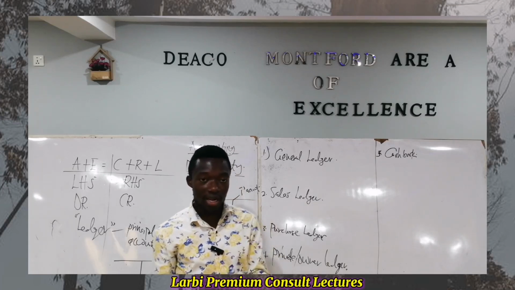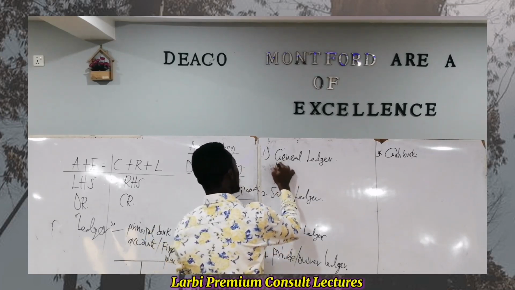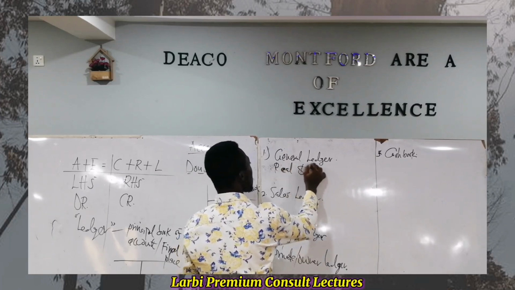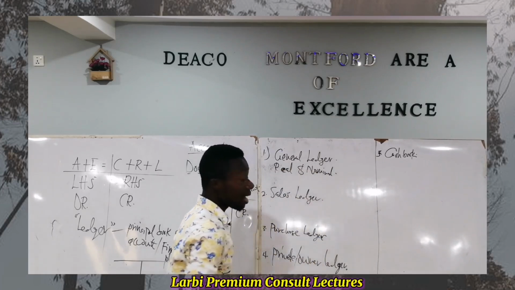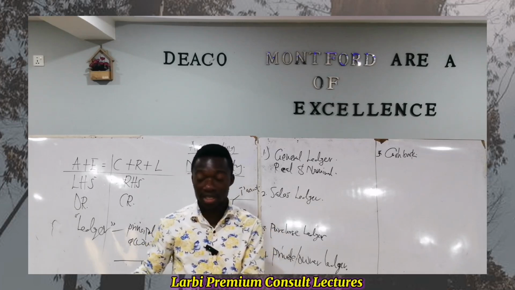So the general ledger records two kinds of items. These items are what we call real and nominal. General ledger records real and nominal transactions or items.